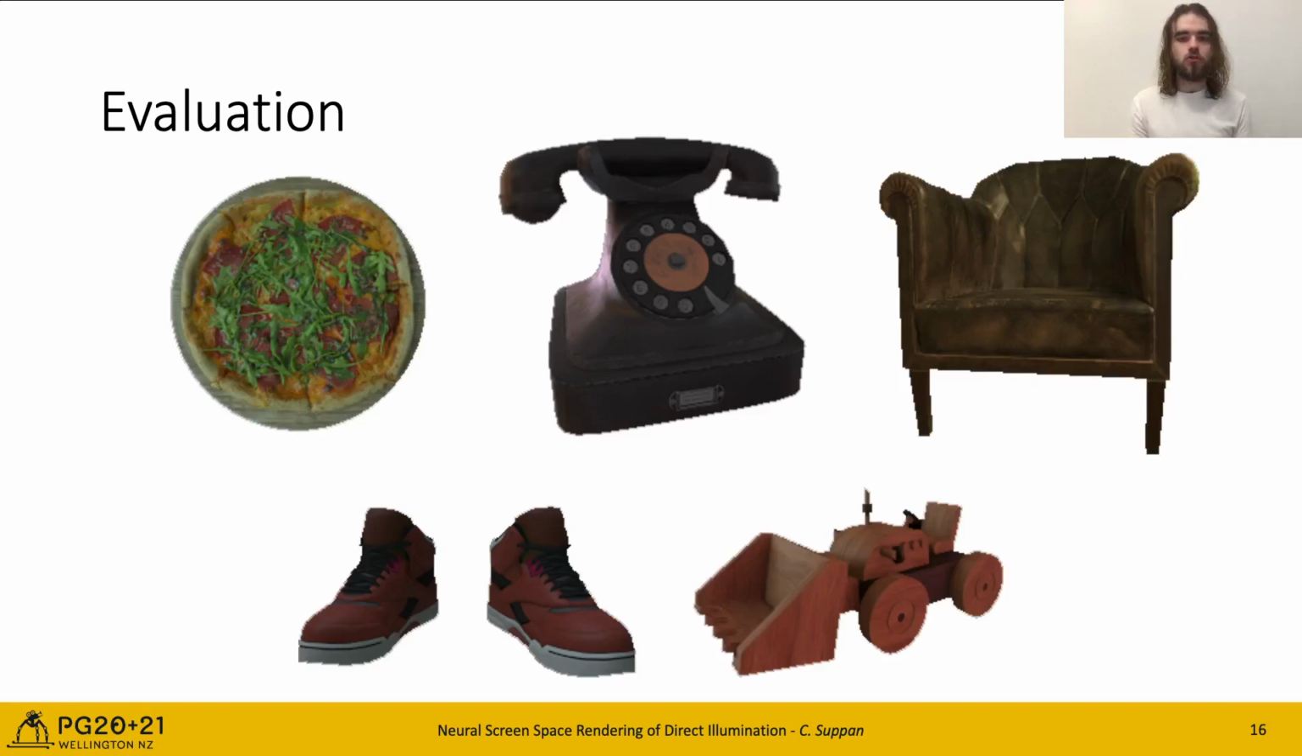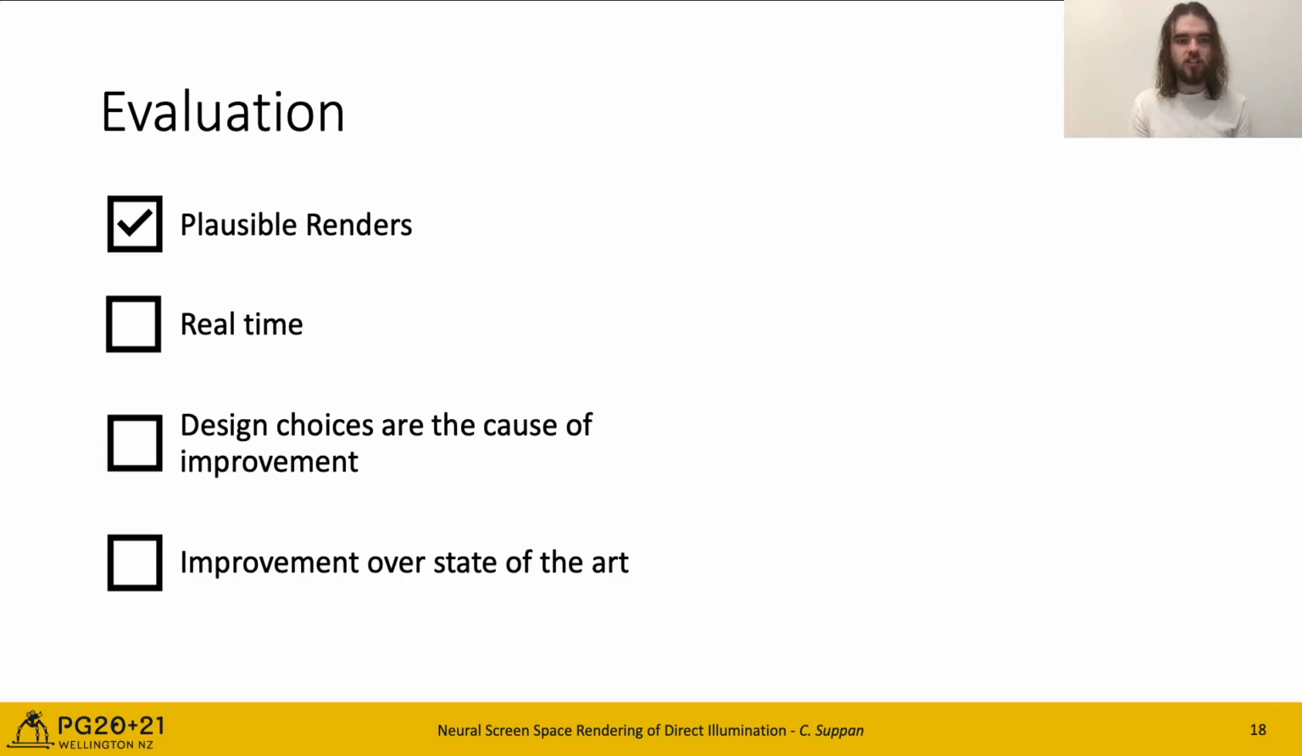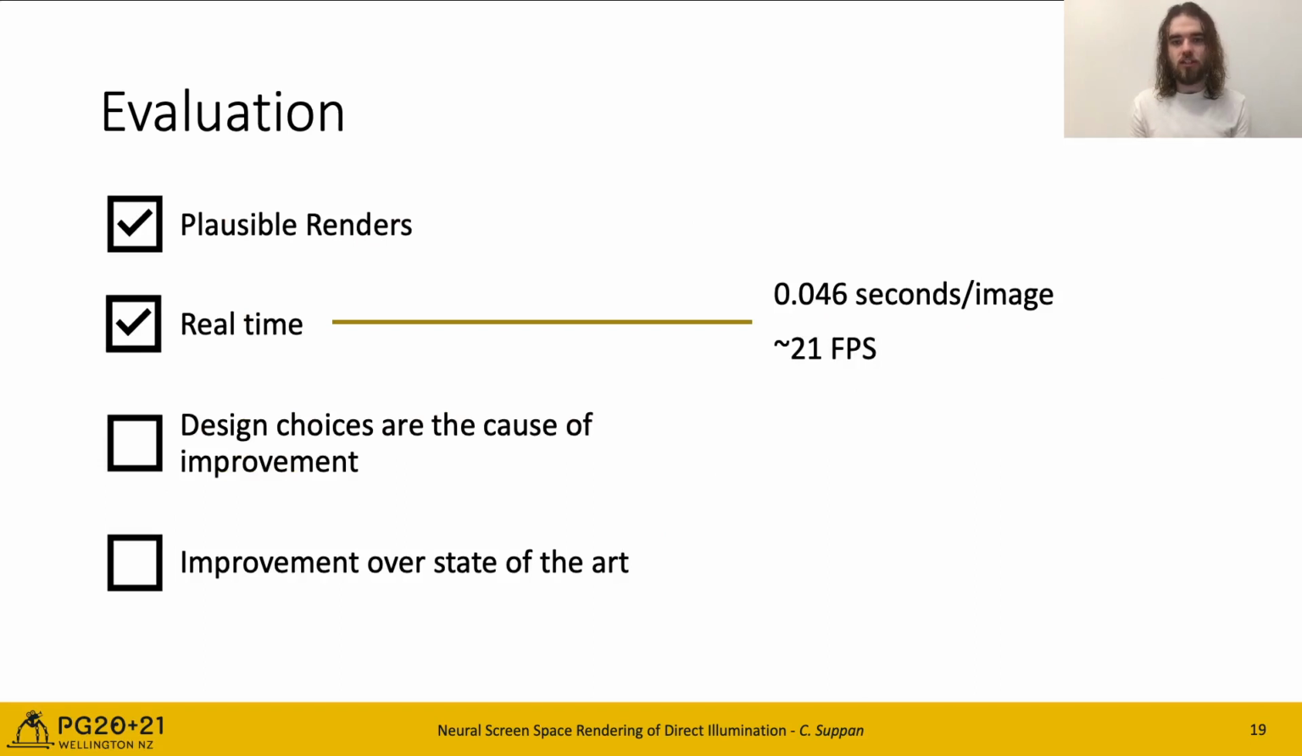With regards to producing plausible renders, our method produces easily identifiable objects with sharp textures, shading, shadowing, specular highlights, and Fresnel effects. We can also show that the output varies believably and accurately when the input buffers are modified. We can confidently say that our method produces plausible renders, and it does so in real time.